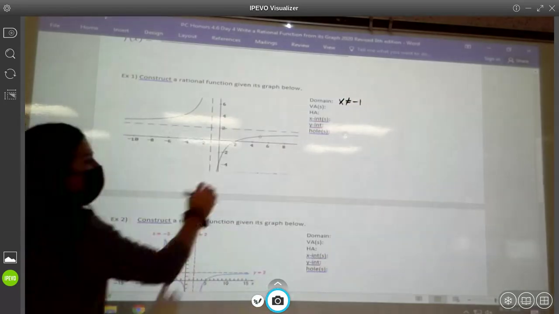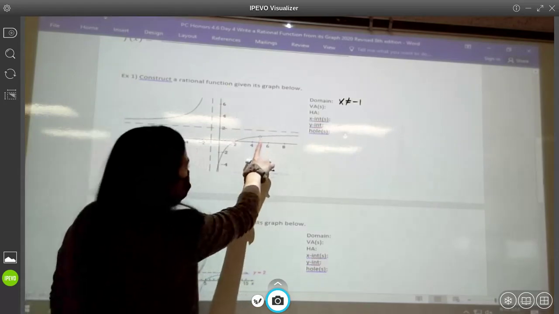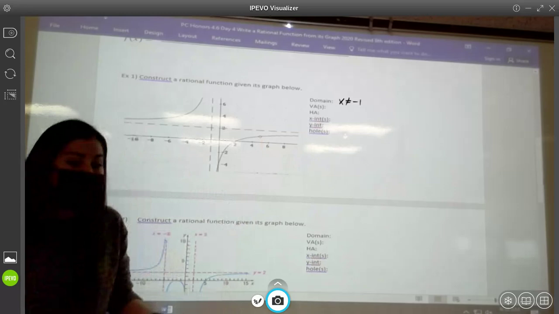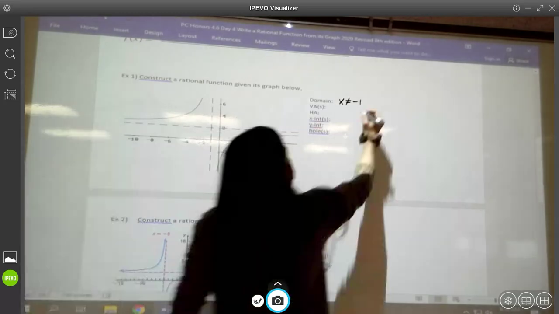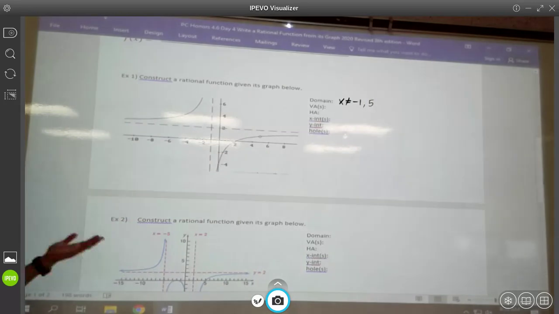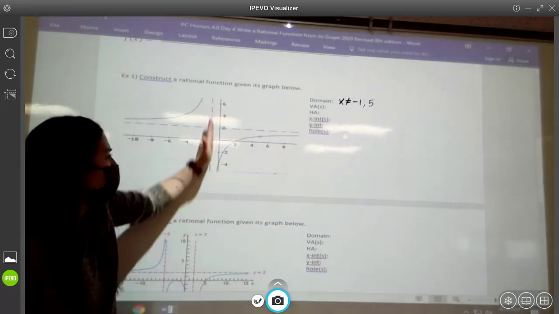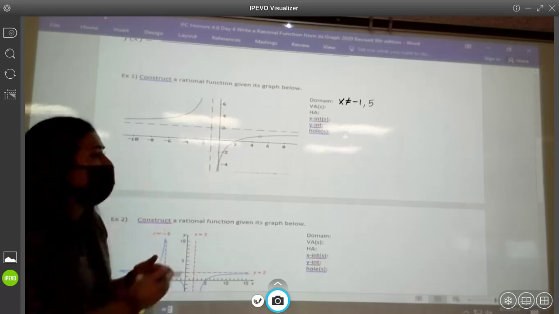All right, I also have a hole right there on the graph, and it looks like it's happening when x is 5. So clearly 5 is not in this function's domain. Okay. Now let's see, they ask for the VAs. Well, I clearly have a VA at the line x equals -1.